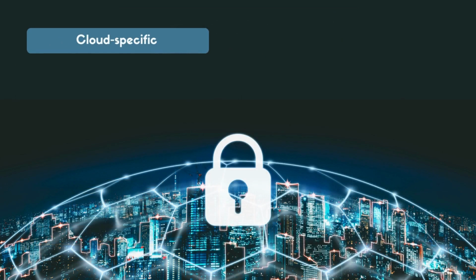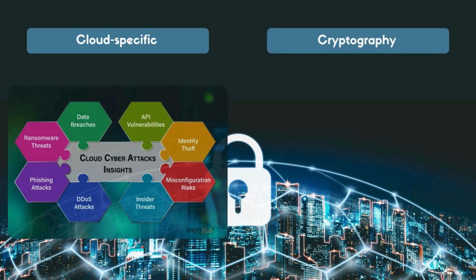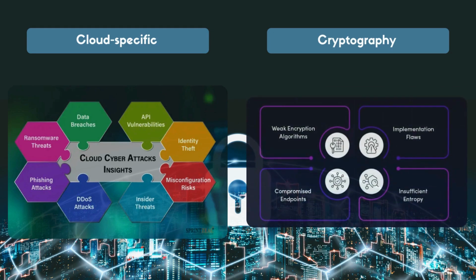Cloud-specific vulnerabilities refer to vulnerabilities that are unique to cloud computing environments. Cryptographic vulnerabilities focus on weaknesses in the encryption methods that attackers exploit. Misconfiguration vulnerabilities are errors in system setup leading to security holes.